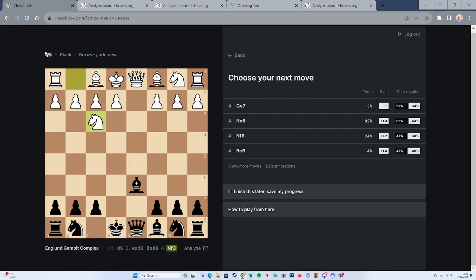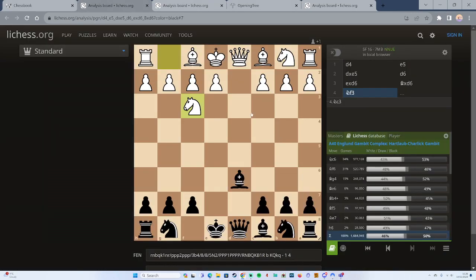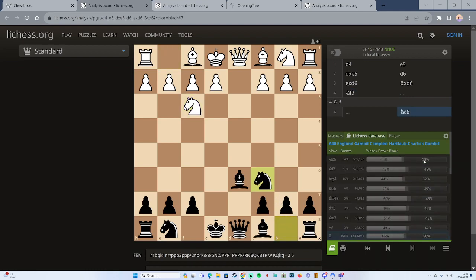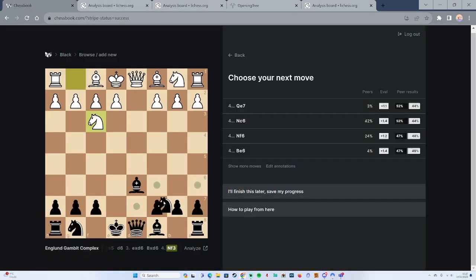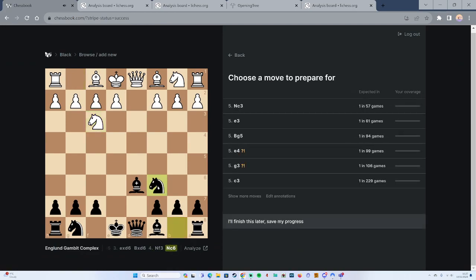And I need to work out what my response is. And it seems to be knight c6 is the most common. Let's have a quick look on Lichess. So it's knight c6, 53% for black. Seems good. So we will add that to our repertoire. Knight to c6.